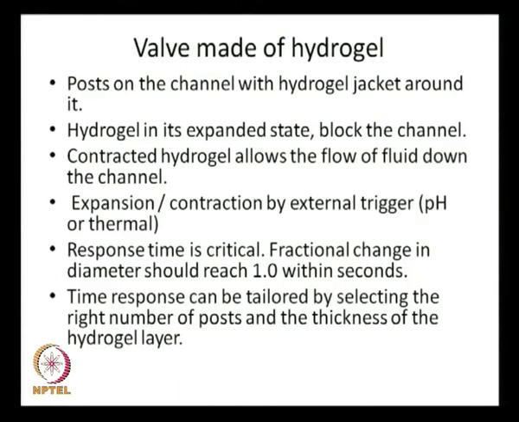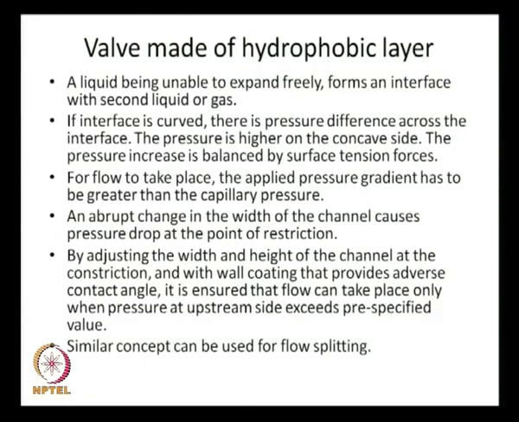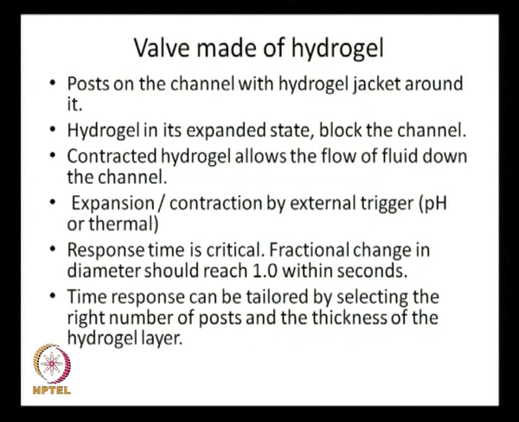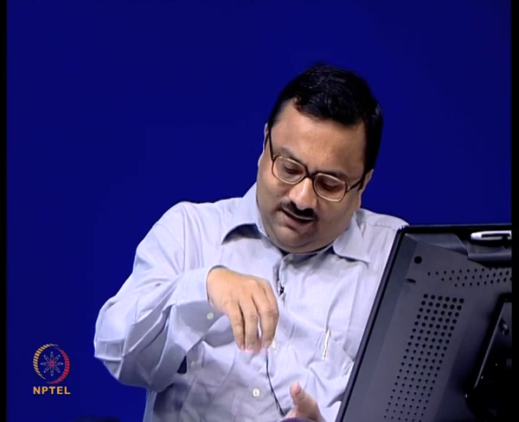We discussed this valve action, and we said that there are certain ways to accomplish a valve action. One could be a valve made of hydrogel, and another is a valve made of a hydrophobic layer. Of course, there could be a valve similar to a mechanical valve. That means there is a valve seat and a piston coming, which, when it hits the valve seat, you consider the valve to be closed, or it can move, allowing the flow to take place.